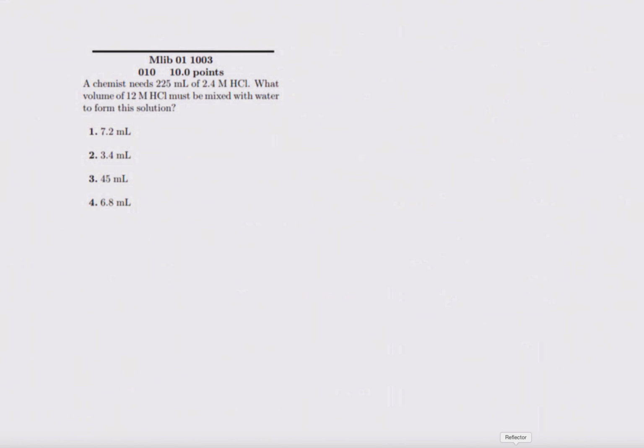Okay, if a chemist needs 225 milliliters of a 2.4 molar hydrochloric acid solution, how much stock solution, which is 12 molar when we get it from the manufacturer, must he add with water to form this solution? So we're going to take the concentrated stuff, add some water to it, and get it to the amount we want. Well, this is using what's called the dilution equation, which says that the starting molarity times the starting volume is equal to the final molarity times the final volume.